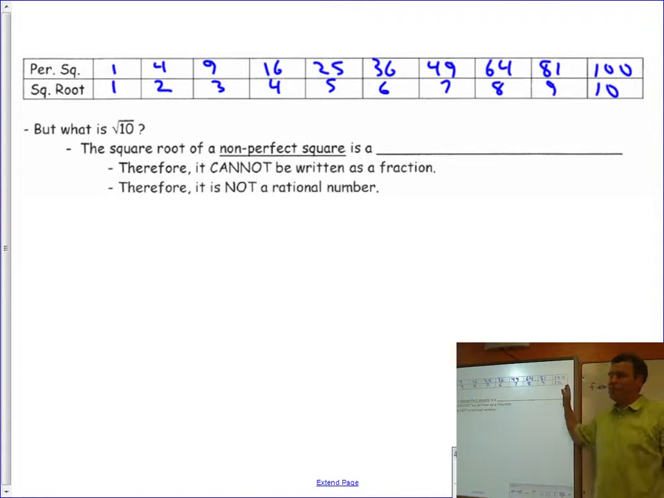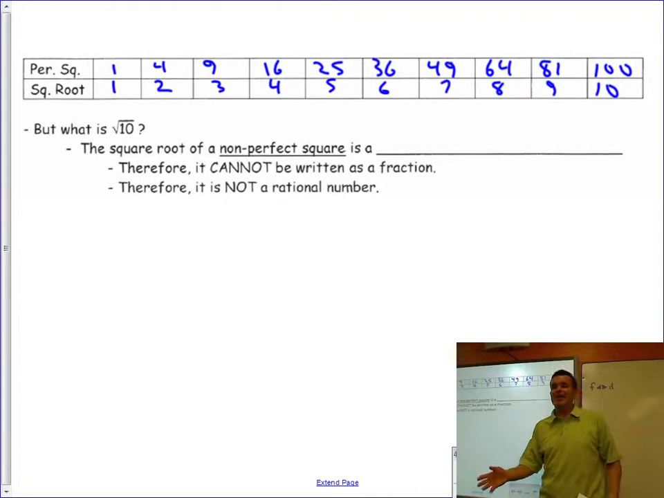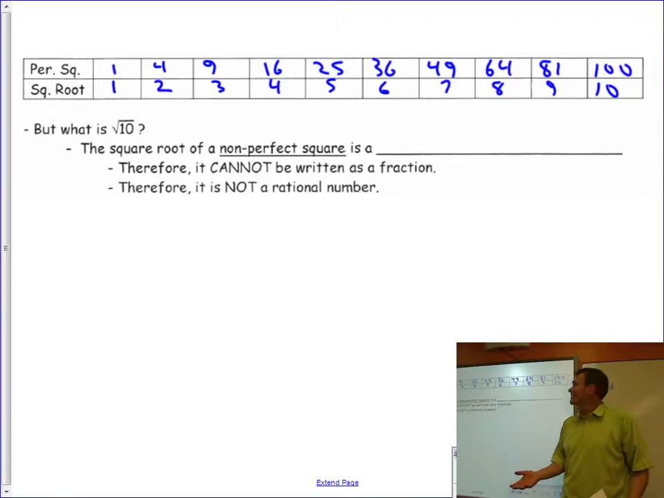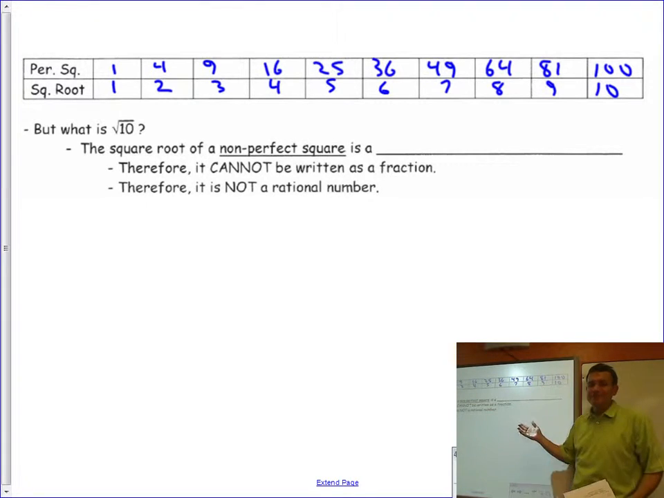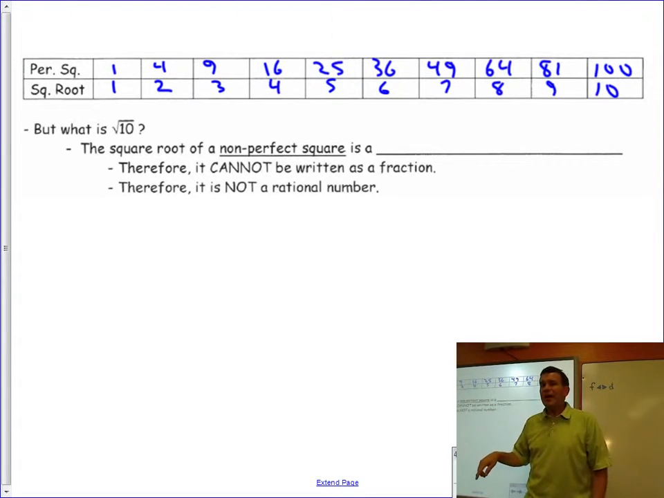So these are perfect squares up to 100 and the square root of each one. Taking the square root of a perfect square is really easy, right? What's the square root of 49? It's 7. What's the square root of 81? It's 9.